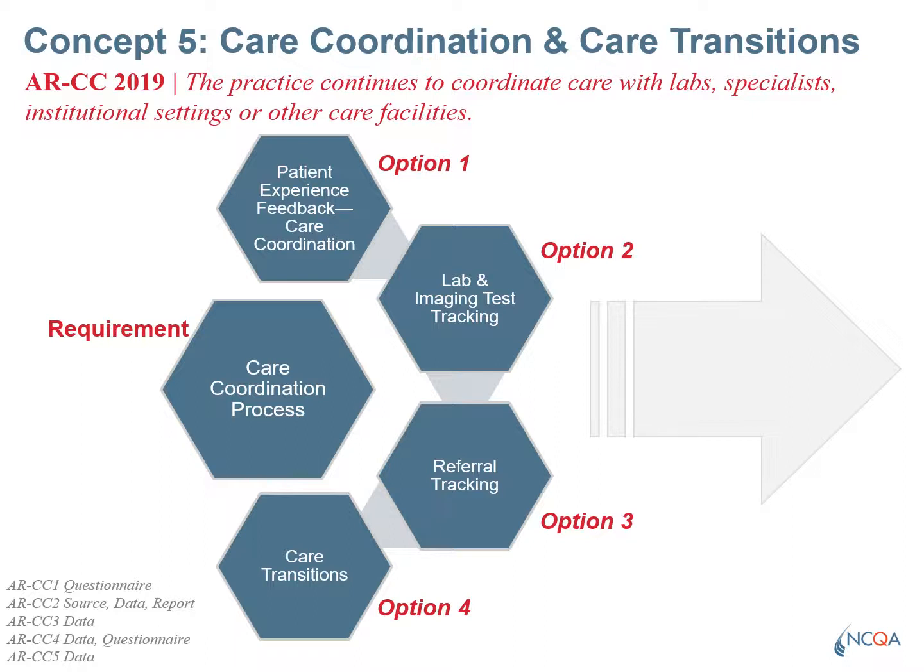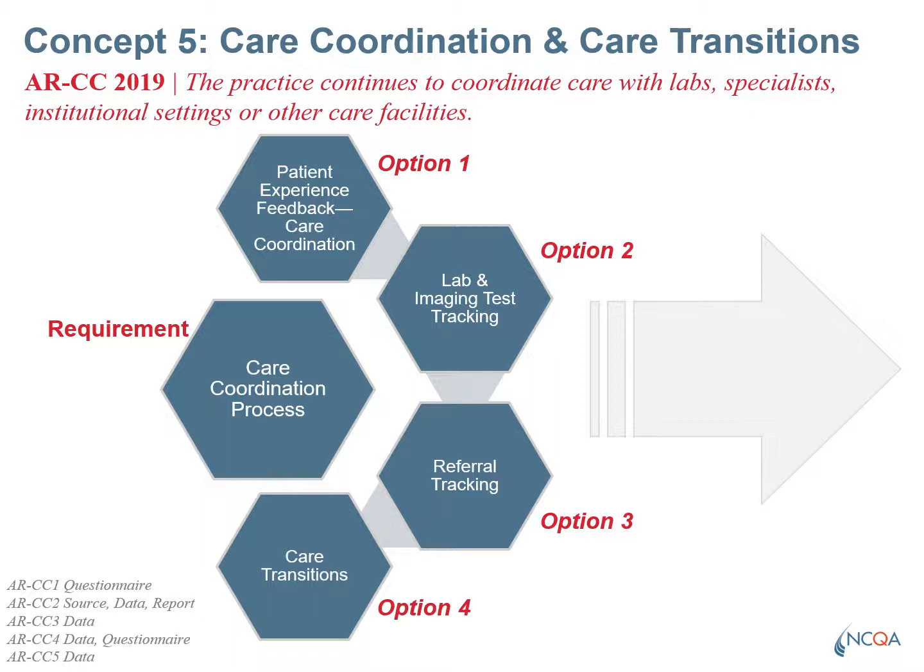Option 2 looks at the number of labs and imaging tests with reports received. The practice submits a numerator and denominator for lab tests and a separate numerator and denominator for imaging tests. The numerator is the number of reports received. The denominator is all orders sent for the practice's population.